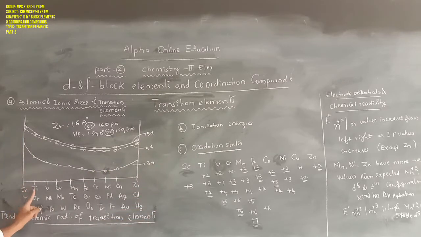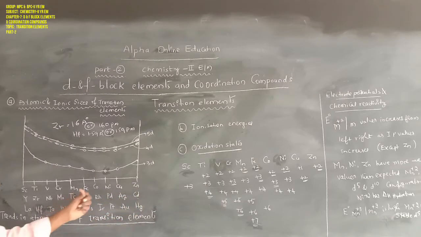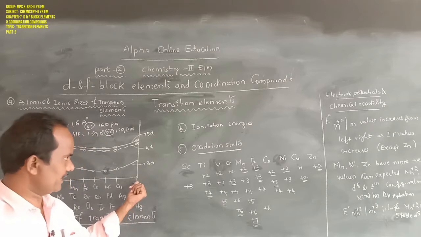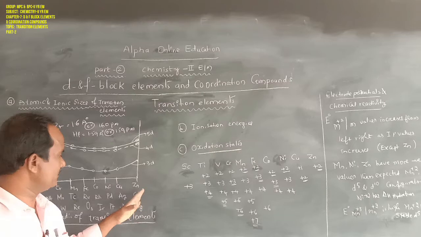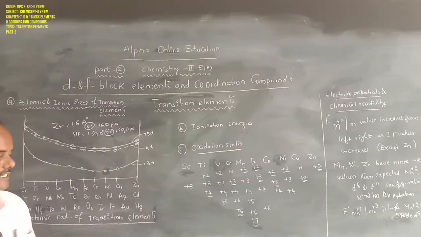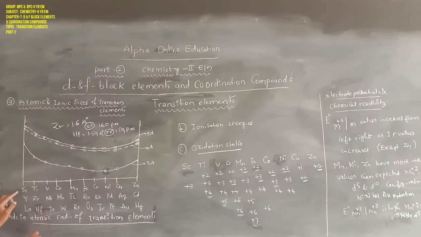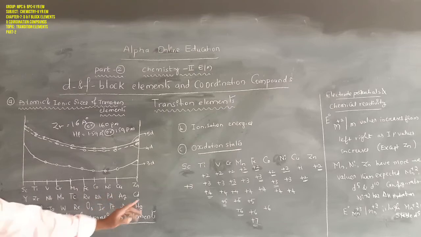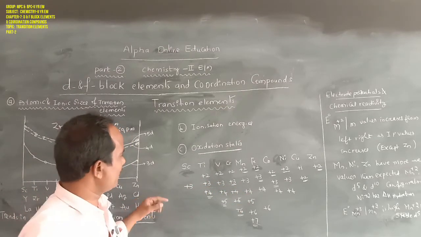For the remaining elements, titanium to zinc, cadmium, mercury: zinc in general exhibits the +2 oxidation state. Cadmium exhibits the +2 oxidation state. Mercury exhibits +1 and +2. The remaining elements, apart from scandium, yttrium and lanthanum, exhibit more than one oxidation state.